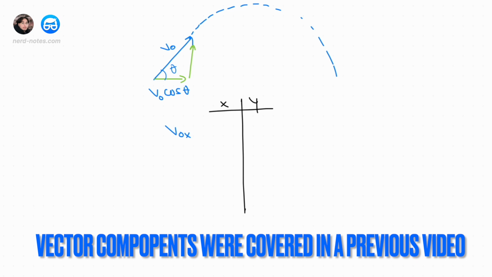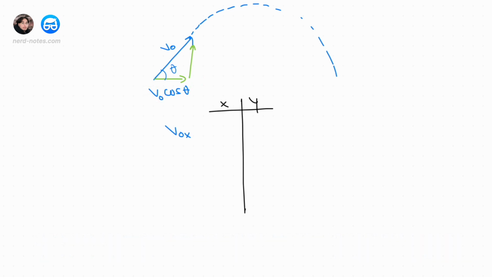And so again, if I wanted to find the actual length of this vector, I would just plug in all the numbers. I'd plug in v naught, my initial velocity, I would plug in theta, and I'll end up with a number. And so let's go ahead and fill that into the chart right here. So this would be v naught cosine of theta. All right, and how about the velocity in the y direction? What's that going to be?